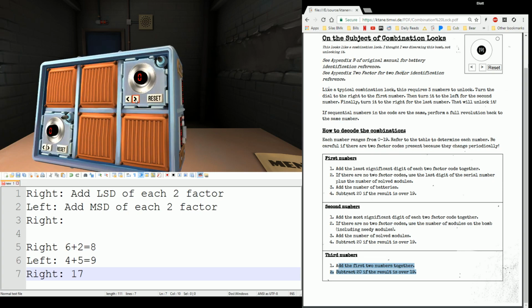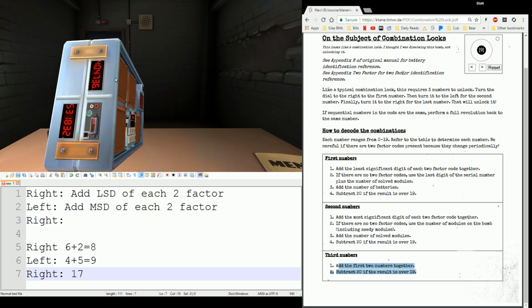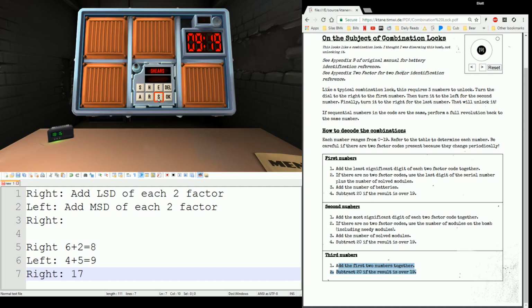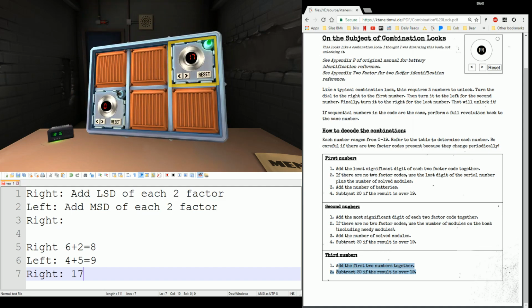So I'm going to do right 8, left 9, right 17. Green. Let's go ahead and solve this as well. So now I've got two solved modules.